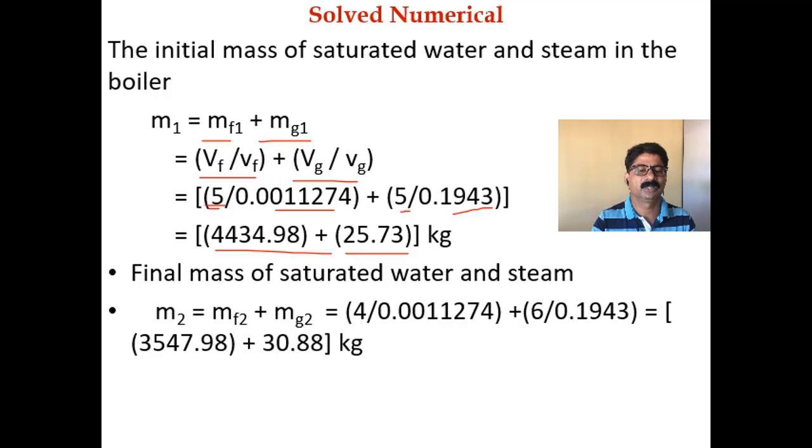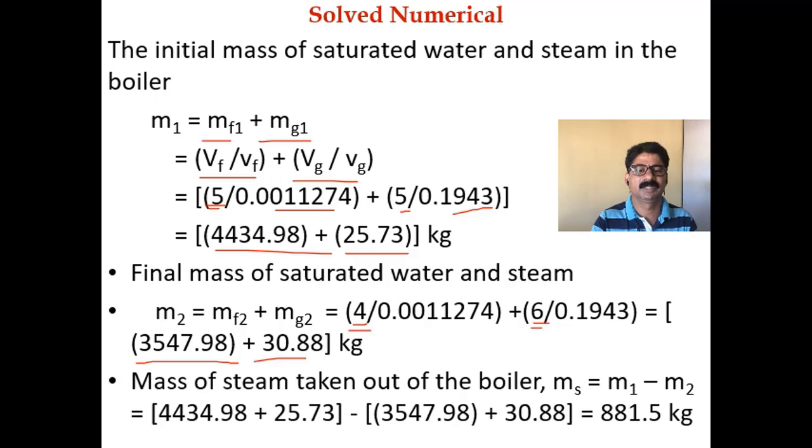And the final mass of saturated water and steam is Mf2 plus Mg2. The final volume is 4 meter cube for water and 6 meter cube for vapor. So you'll get 3547.98 plus 30.88 kg. Again Mf2 and Mg2 are kept separately. Okay, so the mass of steam taken out is nothing but the difference of these two. Now you can add and find out, because whatever is taken out, the difference of mass, is nothing but steam. There is nothing like water and steam two phase, it's single phase. So 81.5 kg is the mass of steam taken out of the boiler.